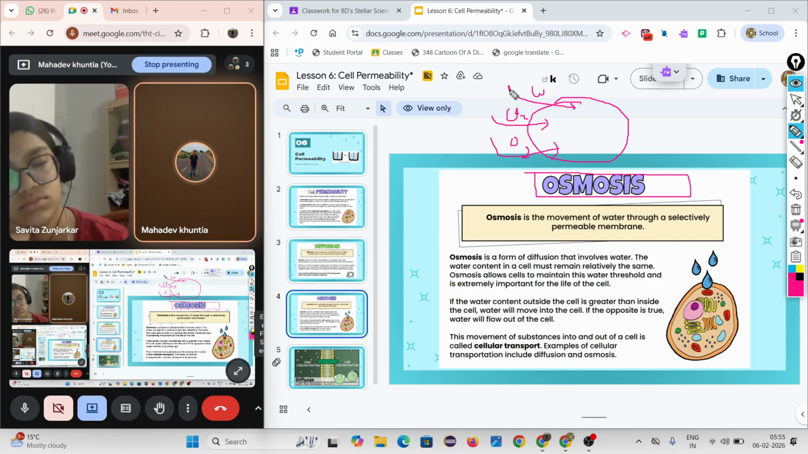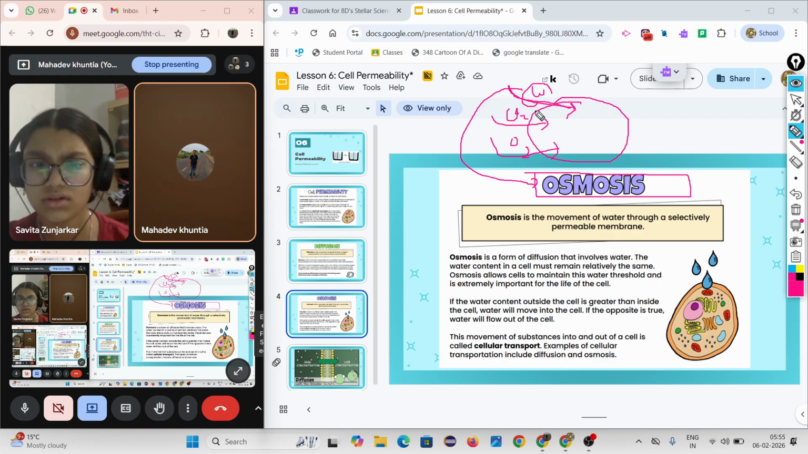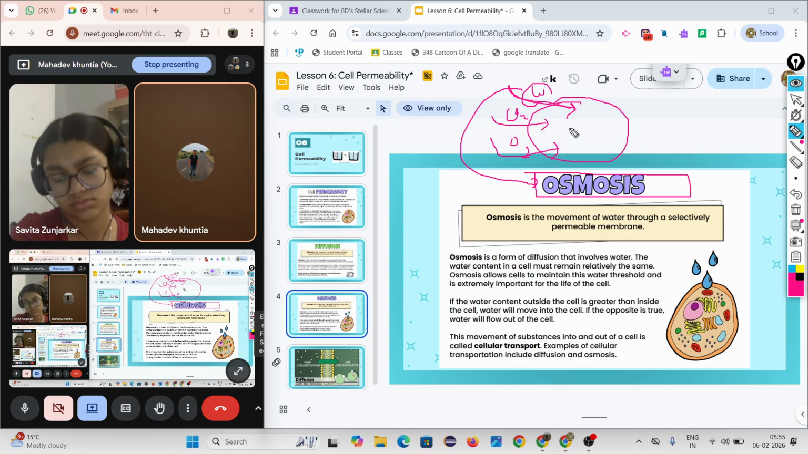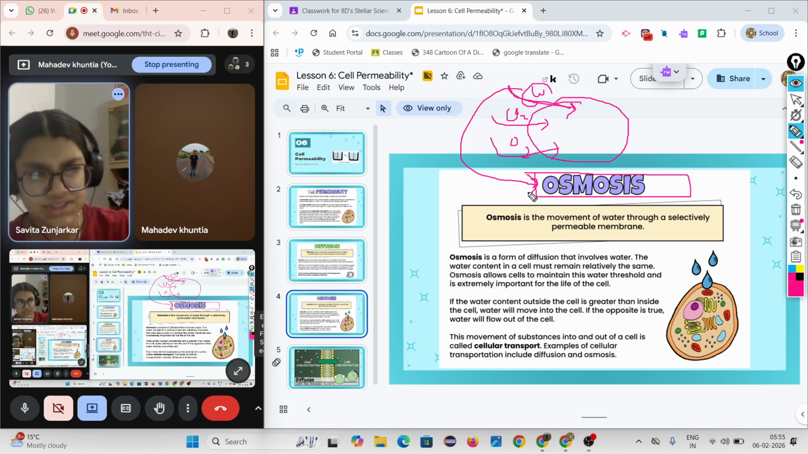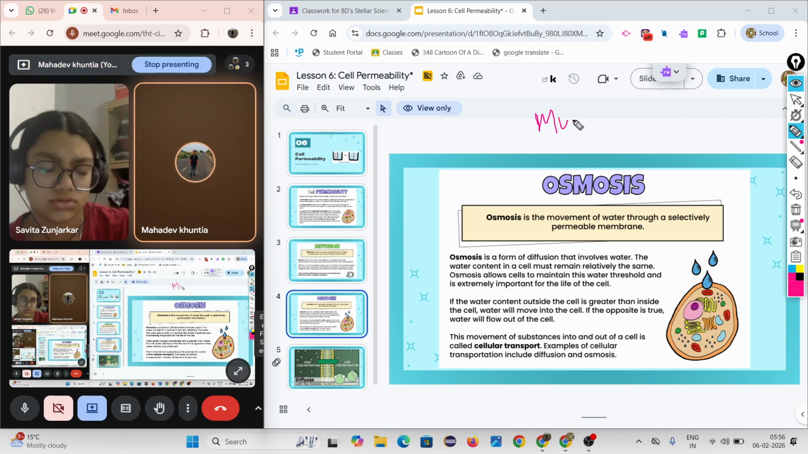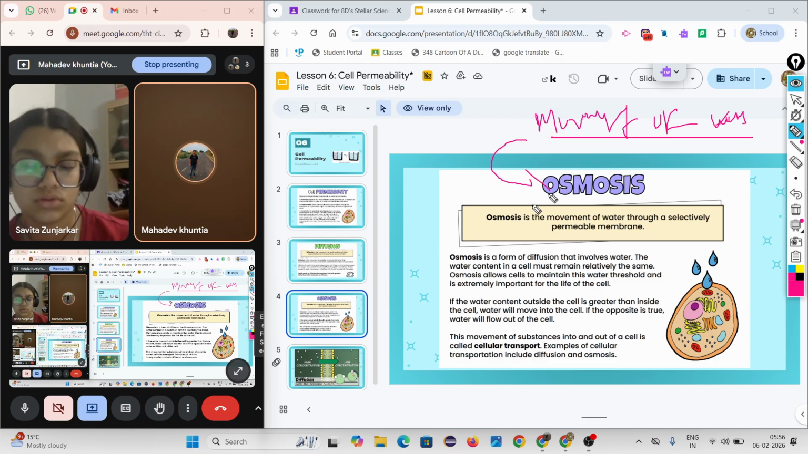Look, the movement of water inside the cell through diffusion is called osmosis. Or the movement of water through the cell membrane by diffusion is called osmosis. Why are you thinking about diffusion? Diffusion is the process by which water, air, and oxygen go inside the cell. But the movement of water is specially called osmosis.